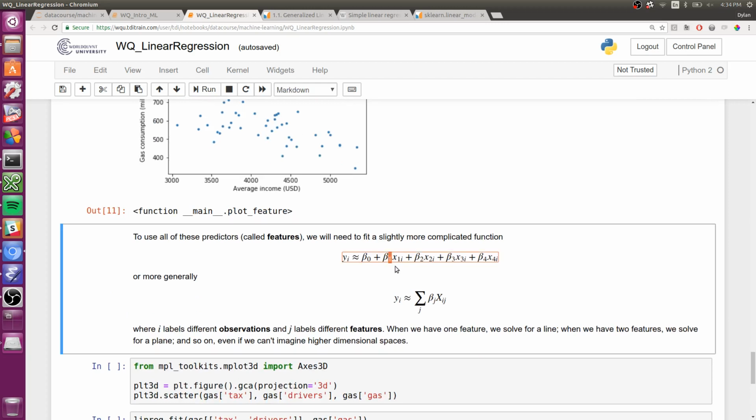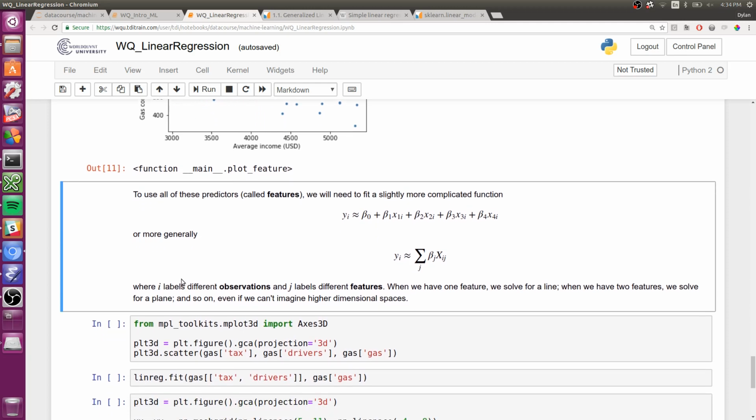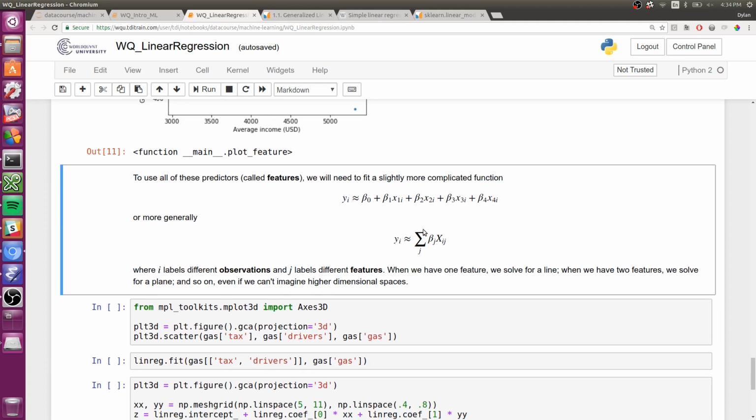So here we have j running from 0 on to 4, and we have left i as i to represent the different data points. So I use the word observation, meaning different data points, and features, meaning different explanatory variables. So i labels the observations, j labels the features. And this matrix we call the feature matrix.